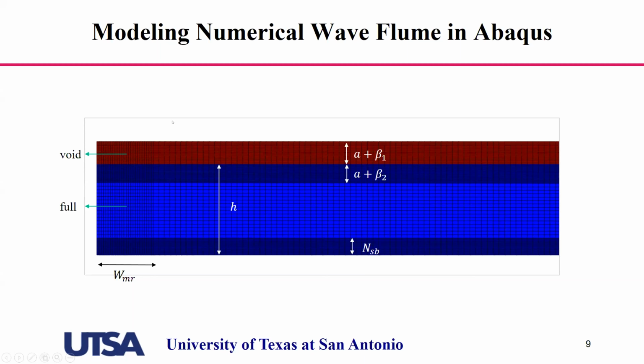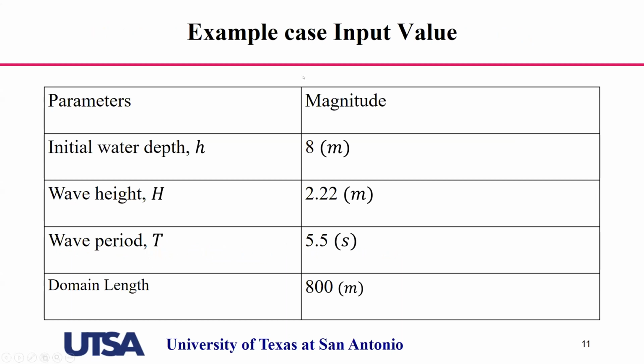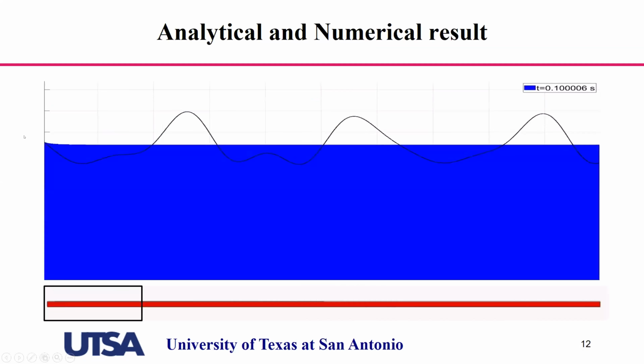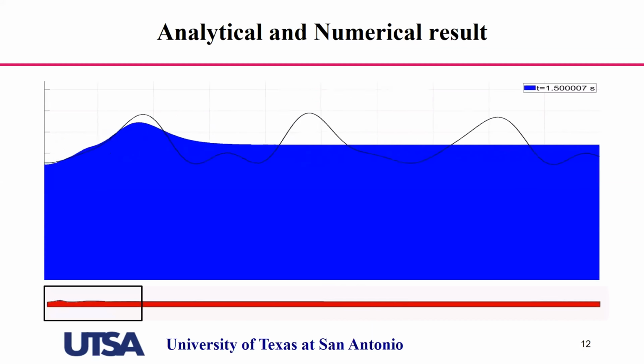Now I talk about the results and discussion. I have used an example case study here. I have used an initial water depth of 8 meters. The wave height is 2.22 meters, which is basically twice the wave amplitude. And we have used a wave period of 5.5 seconds. We have used an 800 meter long domain. And this is what the simulation looks like.